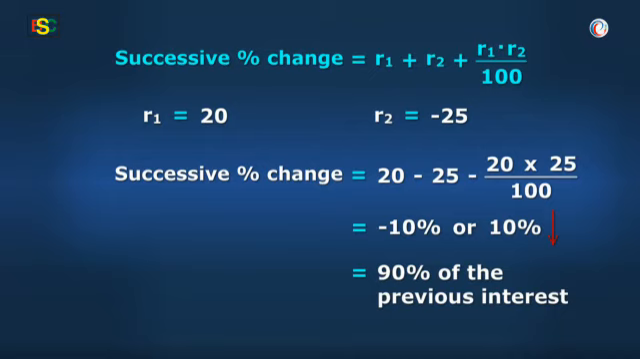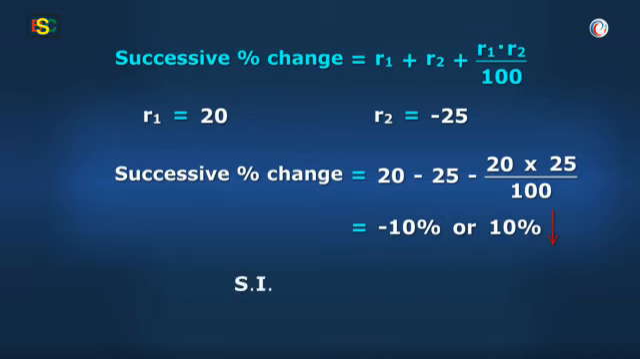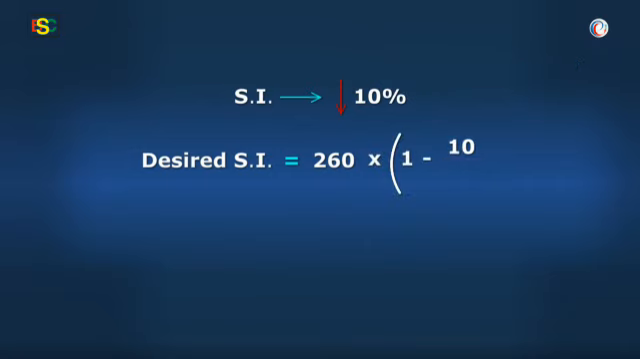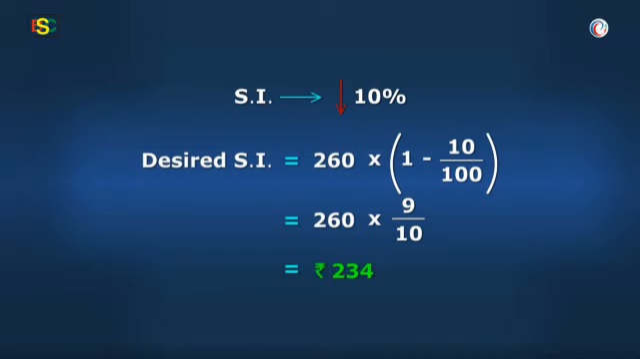Or Vidya, we can say that doing these changes in rate and time will reduce the simple interest by 10%. Therefore, the desired simple interest will be 260 into 1 minus 10 upon 100, that is 260 into 9 by 10, which is again rupees 234.